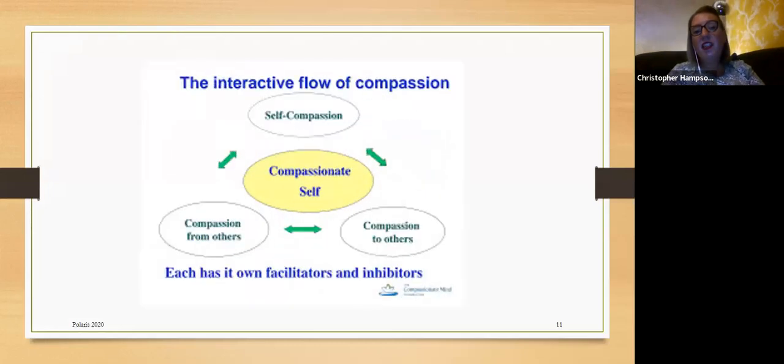So this is the interactive flow of compassion, out of Paul Gilbert's book. So we work with clients. To have self-compassion, we have to have compassion for others, and we have to have compassion from others. If any of these parts are not in the cycle, if one of them is missing, then we will work with the client to build up compassion itself by focusing on each of these. This is going to come up throughout the PowerPoint, and we'll come back to it at different points.